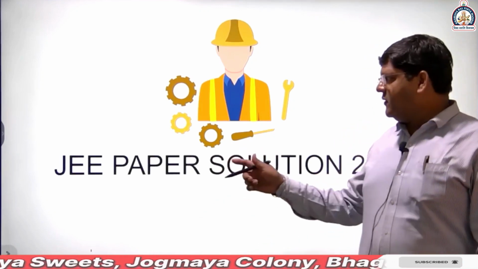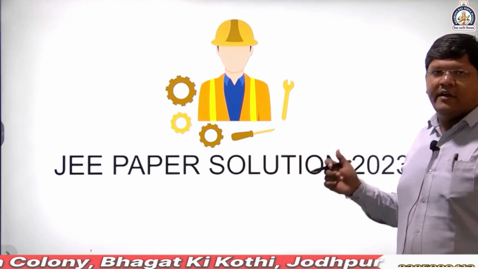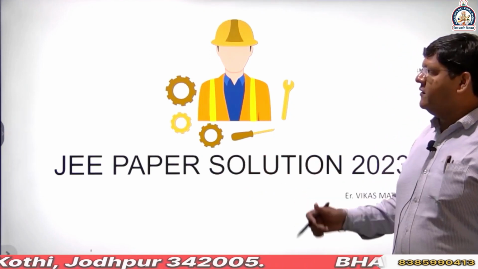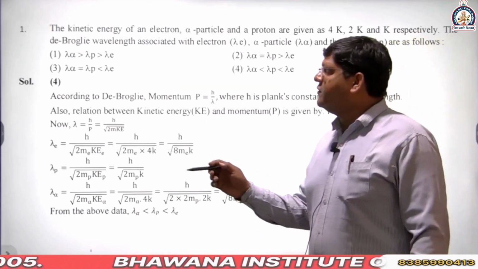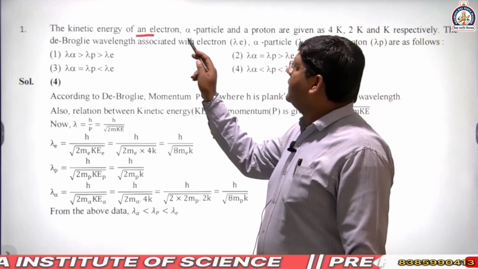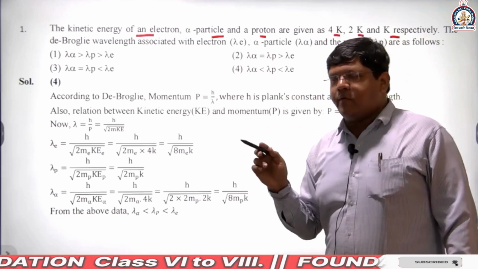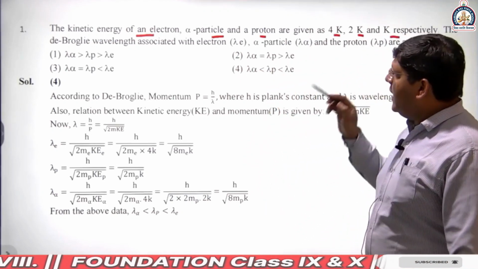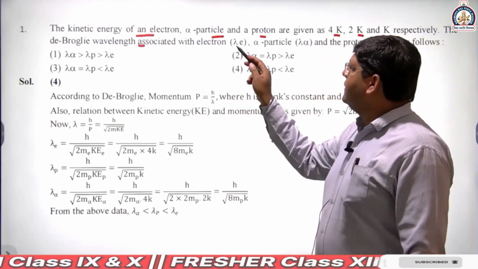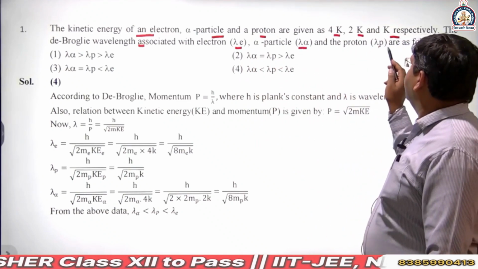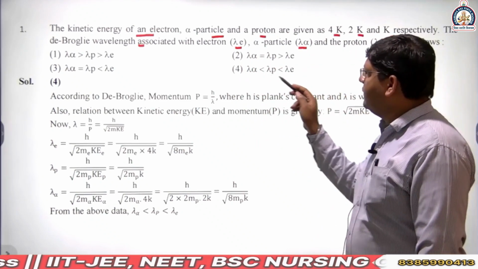Today we are discussing the physics JEE question paper for the year 2023. Okay, let's start our first question. The first question says the kinetic energy of an electron, alpha particle and proton is this and this. We are provided with the values of kinetic energy and the de Broglie wavelengths are lambda E, lambda alpha, lambda P. What is the correct relation between the lambdas?